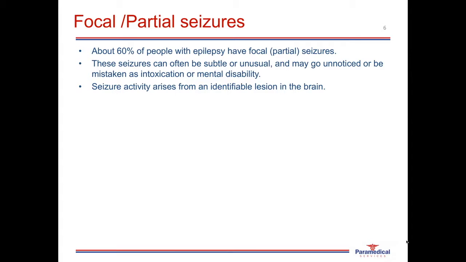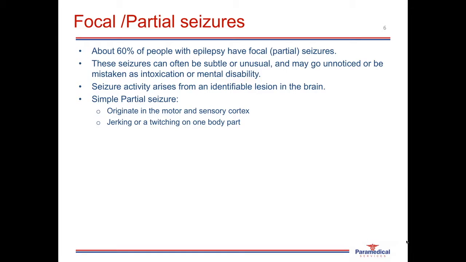There are two types of partial or focal seizures. The first is called a simple partial seizure, and the other is a complex partial seizure. A simple partial seizure may originate either in the motor or sensory cortex. It can result in a jerking or twitching movement, so clonic movement, in one body part or body region. It can result in altered sensations and visual, auditory, olfactory, or taste sensations.